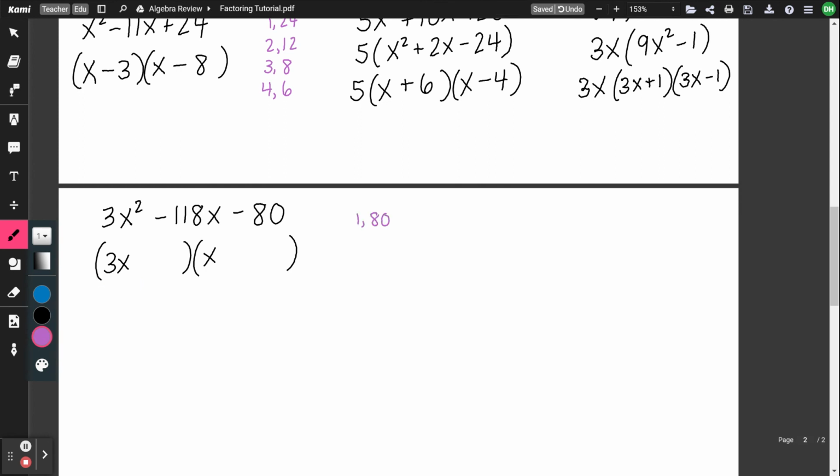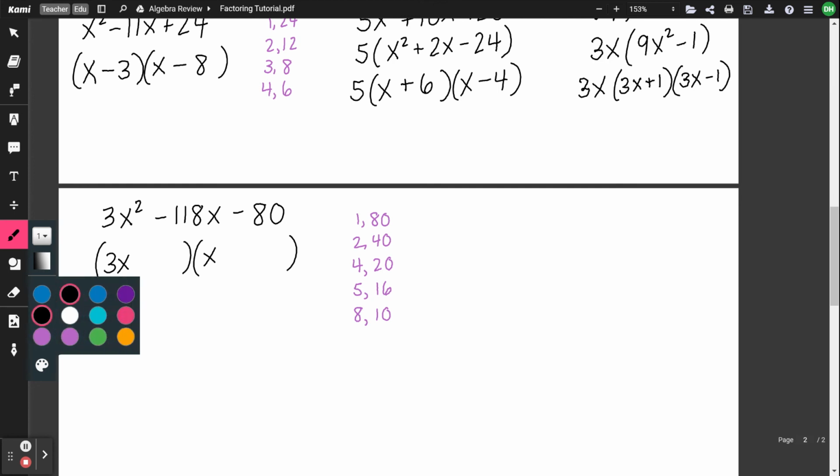1 times 80, 2 times 40, 4 times 20, 5 times 16, 8 times 10. That is an option as well. Now I need to think big. I'm trying to get to negative 118. Okay, and thinking ahead, whatever number I put here is going to get multiplied times the 3.